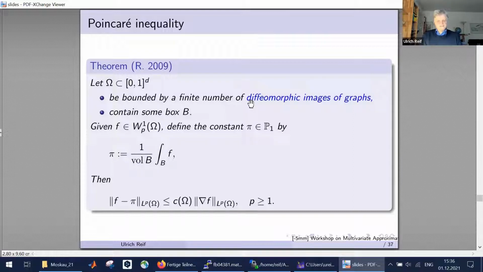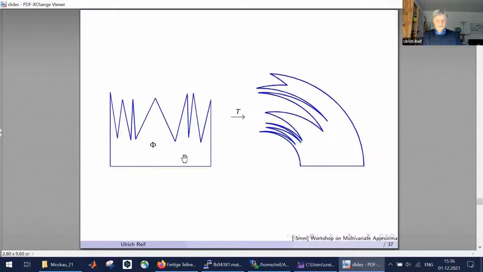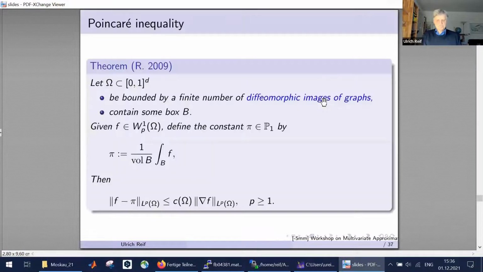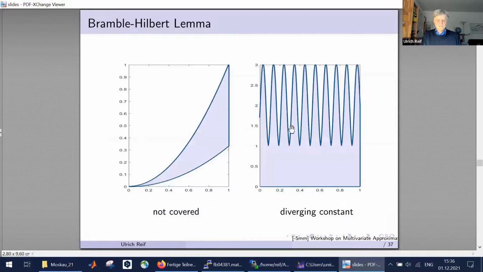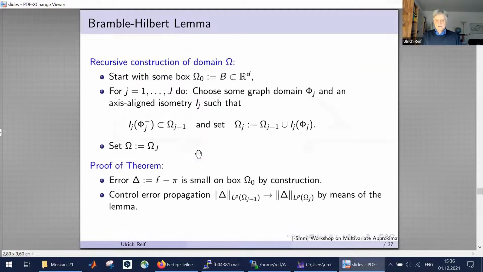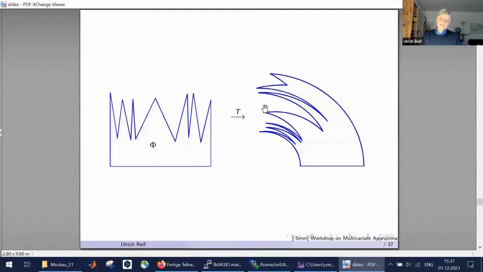I will show you a figure in a second. Here. So this is the axis-aligned graph, and then you apply the diffeomorphism so that you bend it in some fashion. So now the boundary of the domain is allowed to have such a structure piecewise. So for instance, this domain here is now covered. This is the diffeomorphic image of an axis-aligned graph, of course. Okay, so this is now allowed and makes the range of applicability significantly larger.